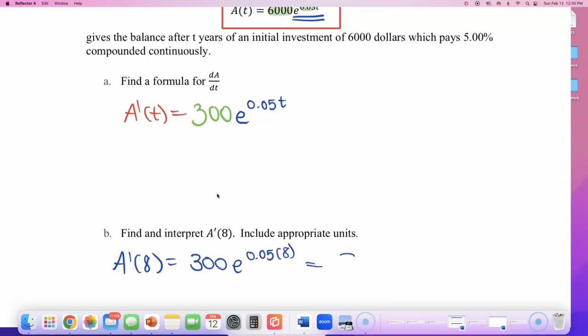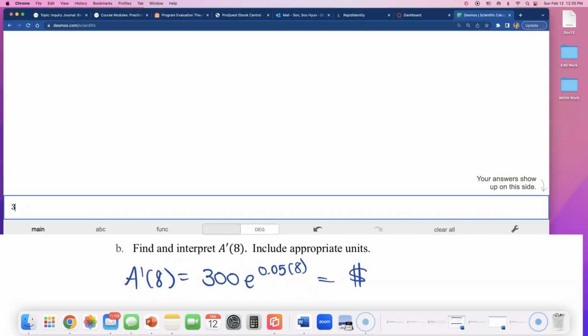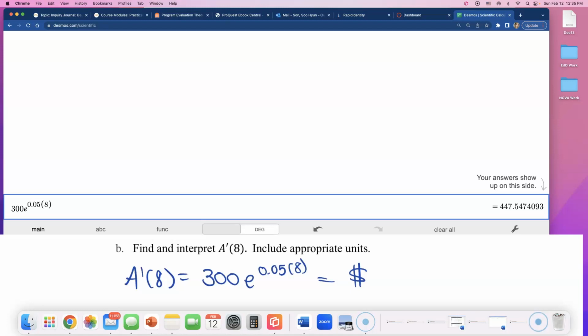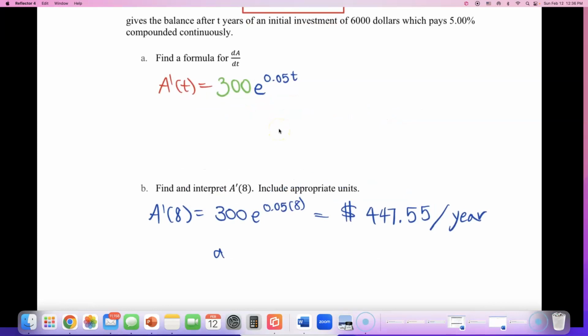And for this, we're going to need a calculator. I already know the answer better come out to be positive because we're talking about growth of our money, okay? So 300 times e to the 0.05 times 8th power. That comes out to be $447.55 per year, okay? That's how fast our money is growing after 8 years. Or I should say at 8 years, okay? That is the instantaneous rate of change of our account balance at 8 years.